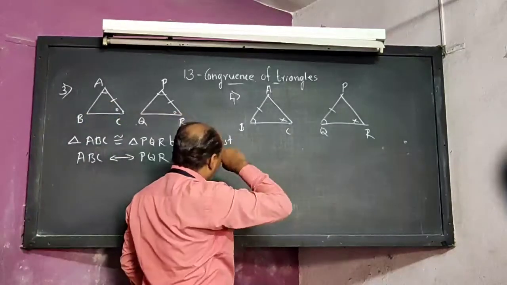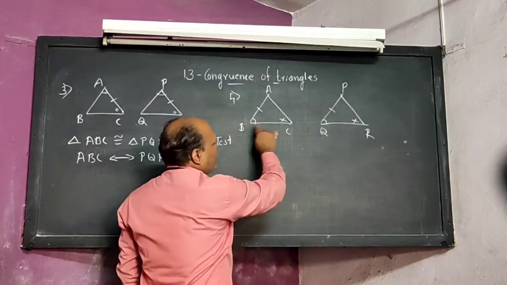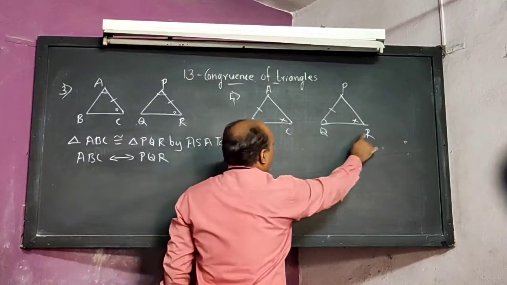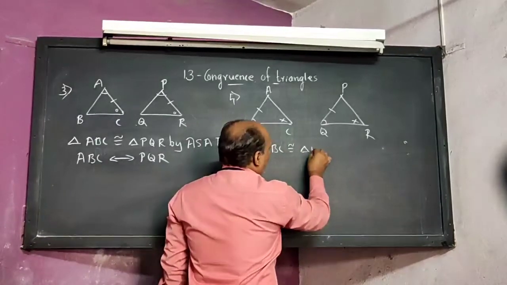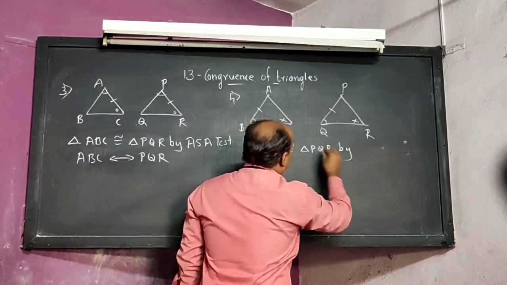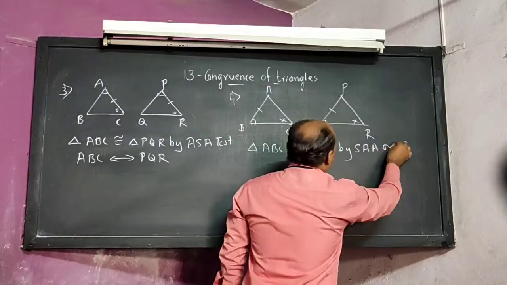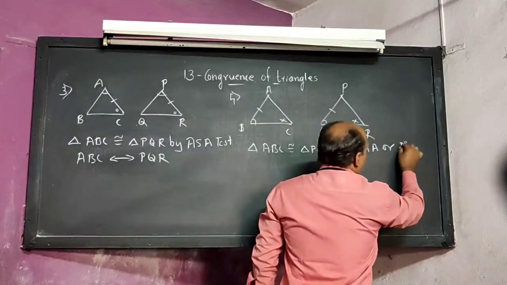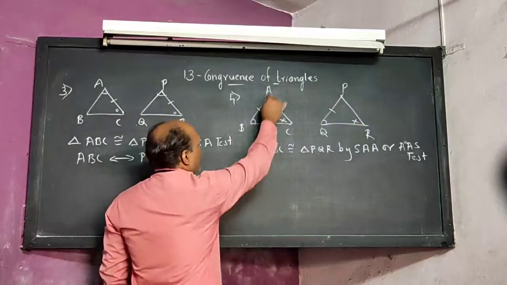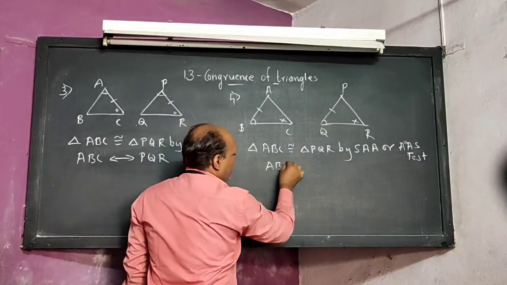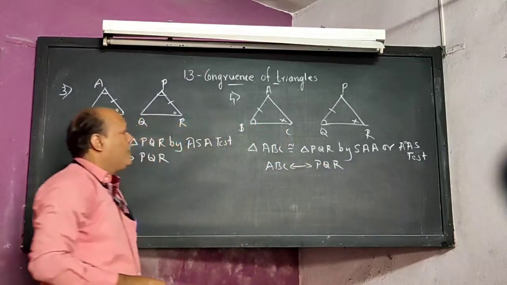Now the next one, the fourth one. Here we can say AB is congruent to PQ, angle B is congruent to angle Q, and angle C is congruent to angle R. That means triangle ABC is congruent to triangle PQR by side angle angle, or you can say angle angle side test. That means one-to-one correspondence, vertices ABC one-to-one corresponds to PQR. This was the fourth one. I hope all of you understood the fourth.